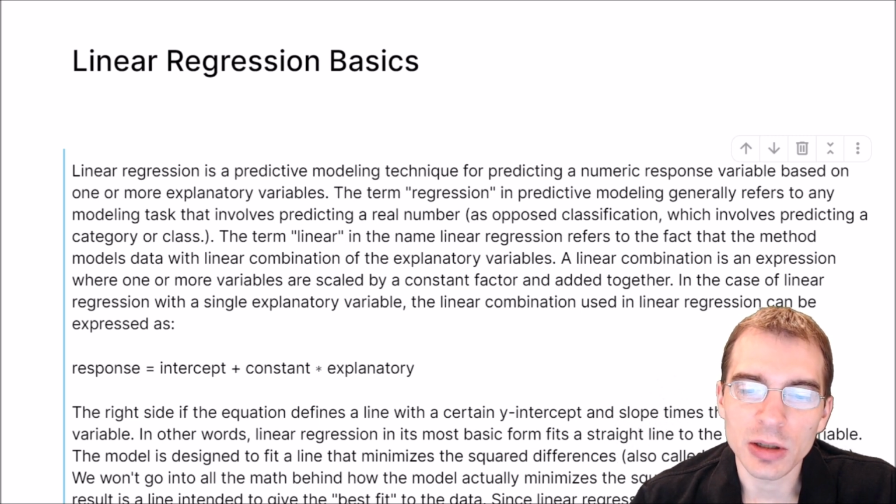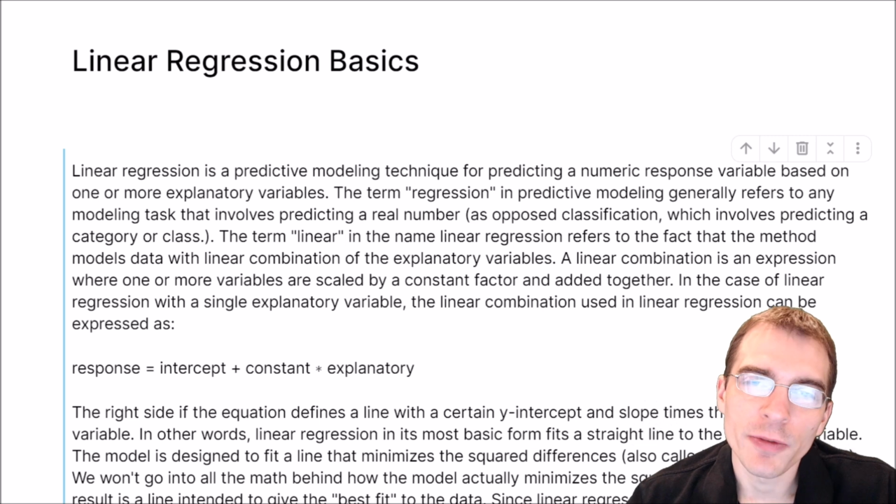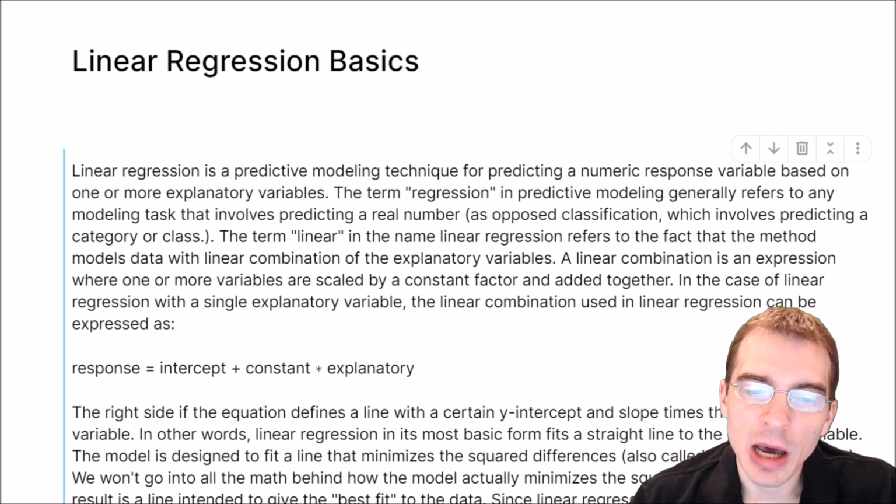The term linear in the name linear regression refers to the fact that the method models data with a linear combination of explanatory variables. Basically, all that means is it takes each of the explanatory variables that you're trying to use to predict some target, and then each one is going to be multiplied by some weighting factor or coefficient, and then all of those weighted variables are going to be added together to arrive at the final prediction.